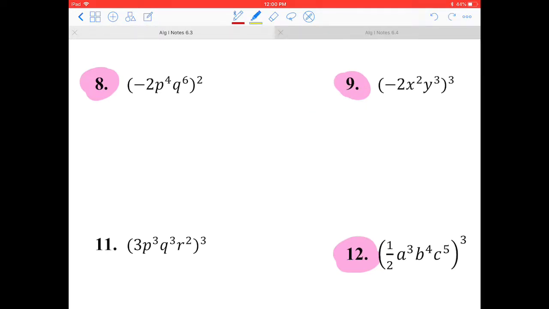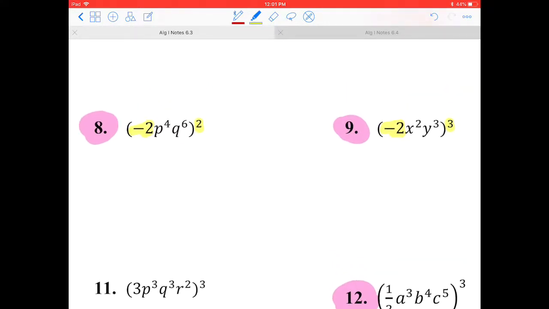What I want you to know is that the coefficients are both negative. They actually happen to be the same number, but both are negative. And I want you to compare that to the exponents. In number 8, the exponent is a 2. In number 9, the exponent is a 3. Here's the rule that we need to remember when we are squaring or cubing or 4th power, 5th power, whatever, whenever the coefficient is a negative.